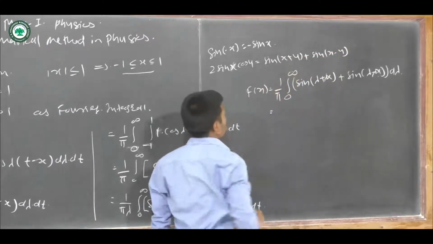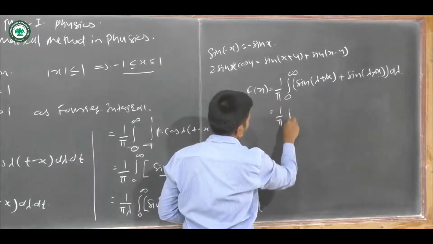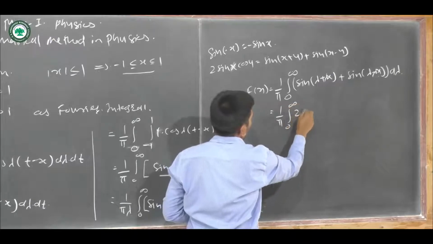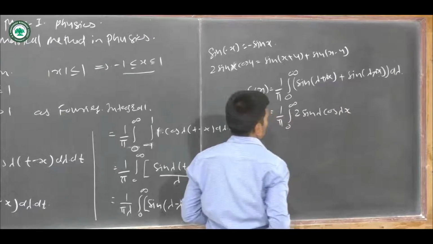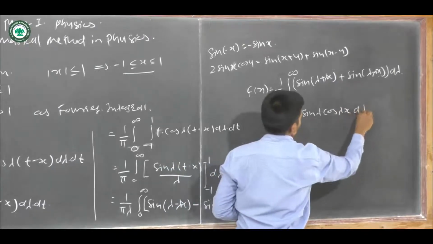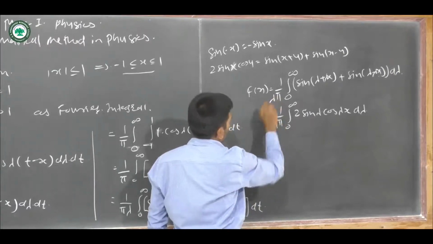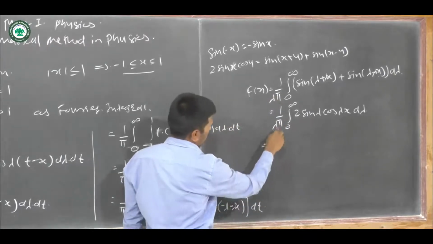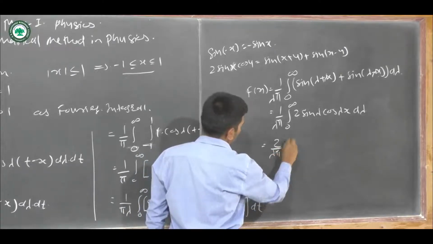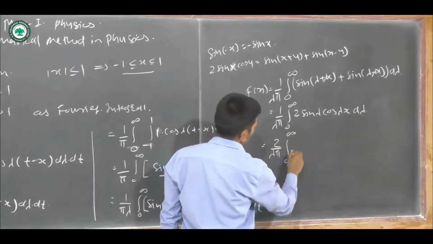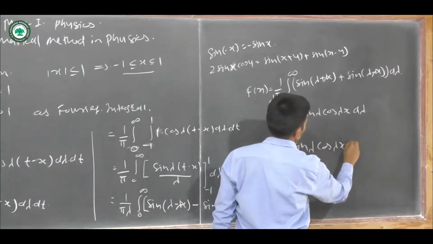Okay, by using this formula we can write this as 1 over pi integration from 0 to infinity of 2 sin lambda into cos lambda x, okay, into d lambda, divided by lambda. So this also we can write as 2 over pi integration from 0 to infinity of sin lambda into cos lambda x over lambda d lambda.